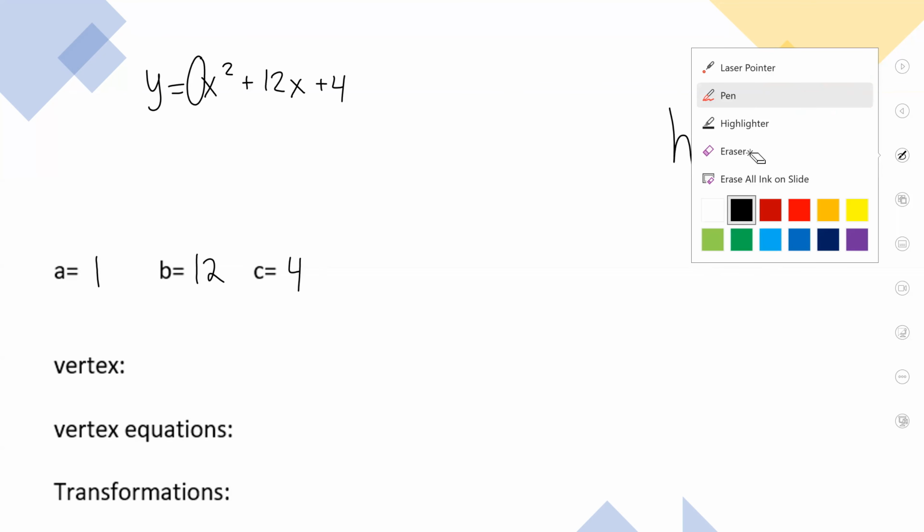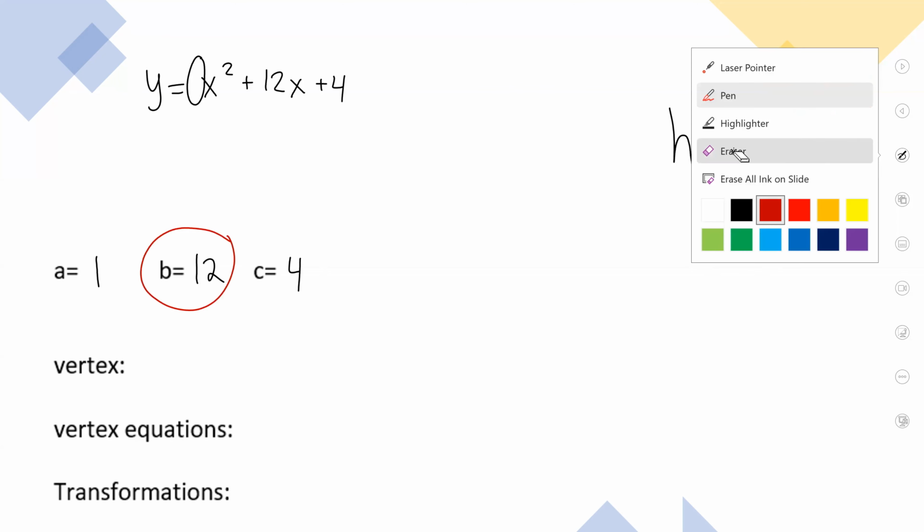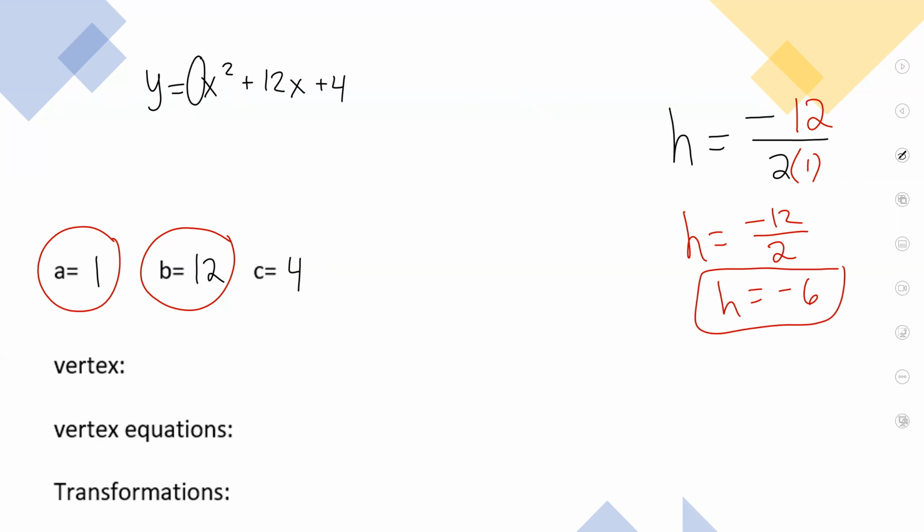So I'm going to erase the B, and what should I put there? 12. So I'm going to put a 12 there. I'm going to erase this A, and I'm going to put 1. So H is equal to -12 divided by 2 times 1, which is 2. So that means H is -6. So the first number in my vertex is -6. So for my transformations, I know it's going to go left 6.